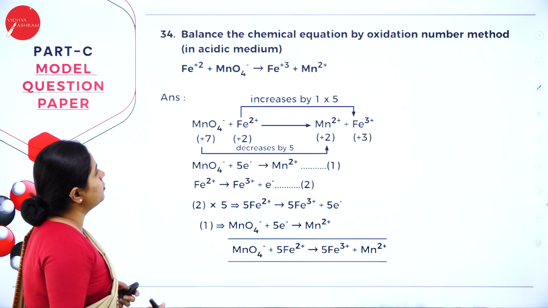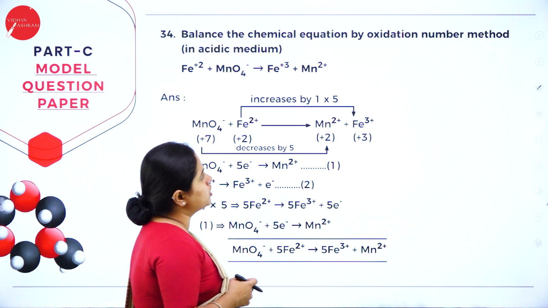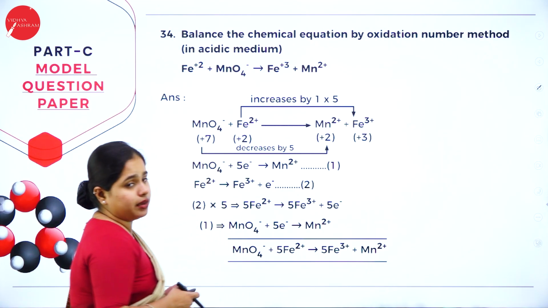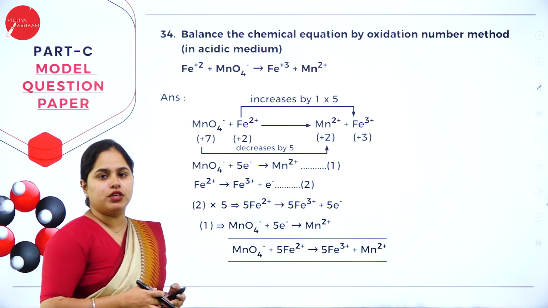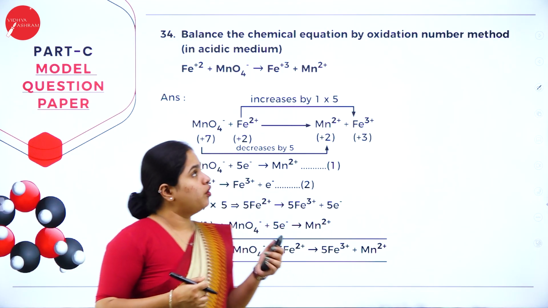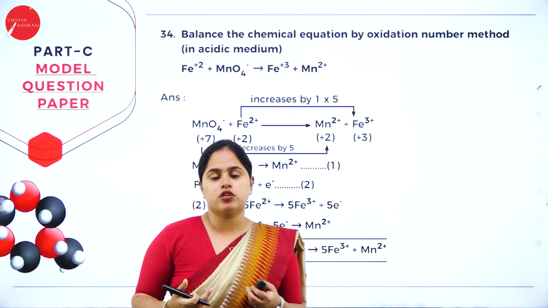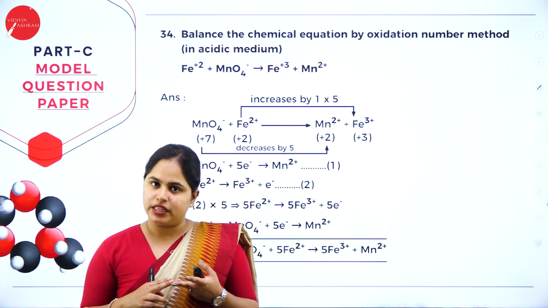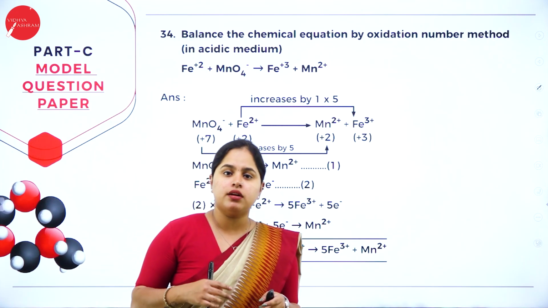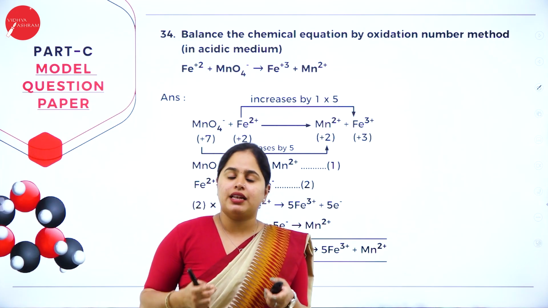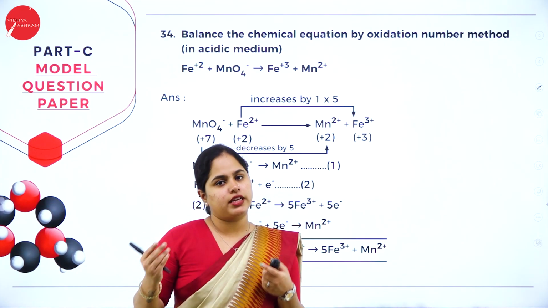Moving on to the next question. Balance the chemical equation by oxidation number method in acidic medium. So, this is a very important question. Okay, so balancing of chemical equations, that is redox reactions, can be done in 2 methods. That is, one is the oxidation number method, another one is the ion electron method, and it can be done in acidic medium as well as basic medium.